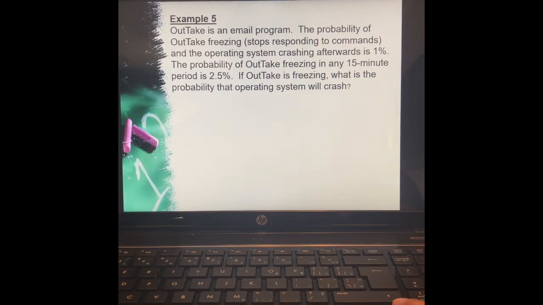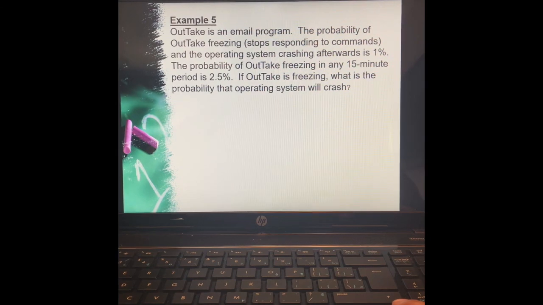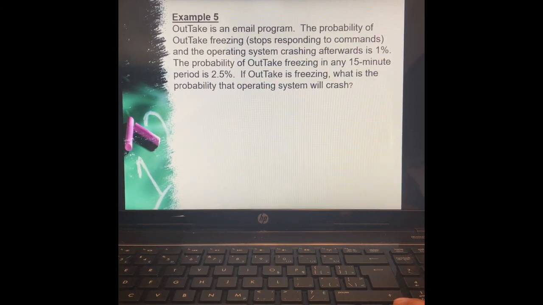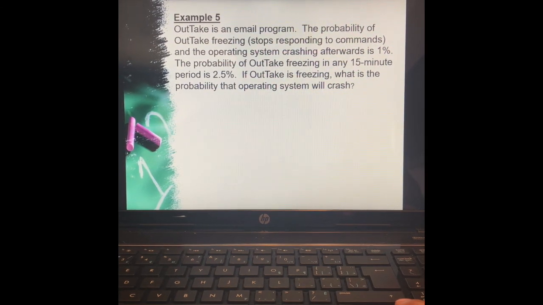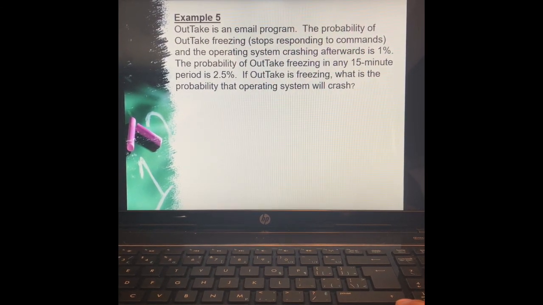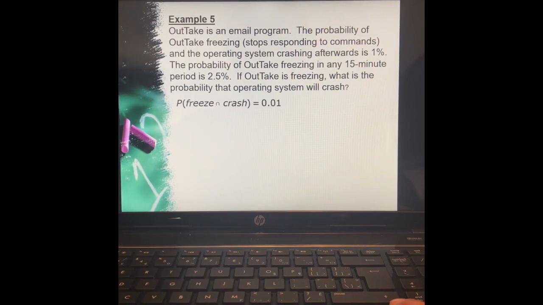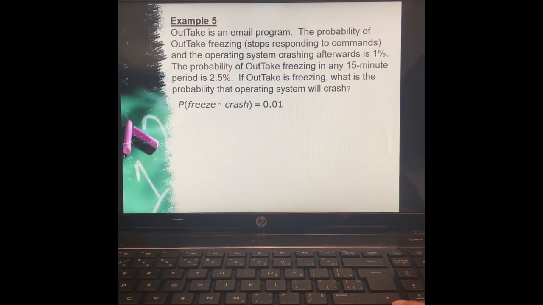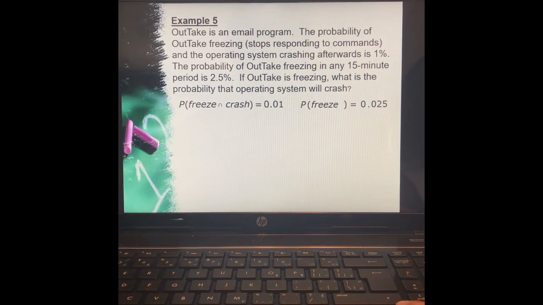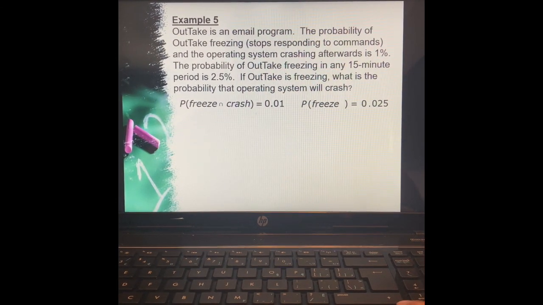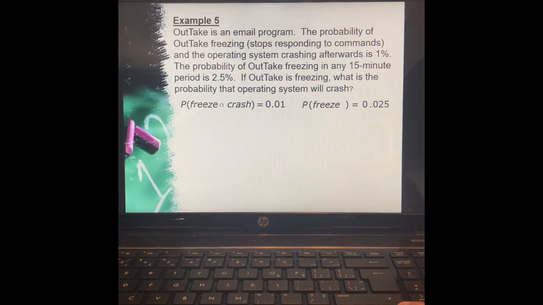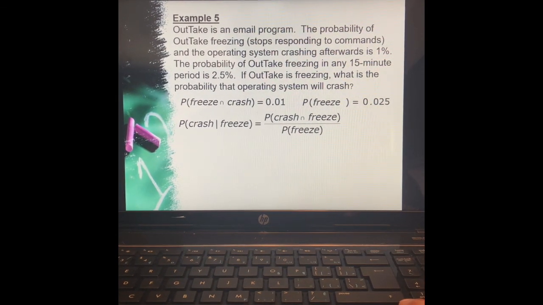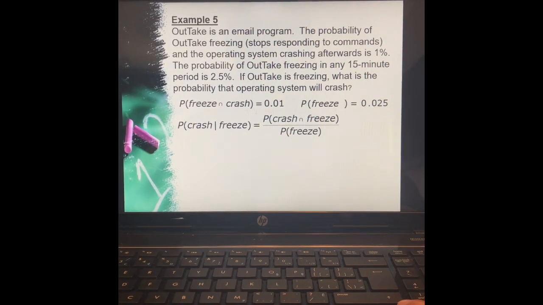Probability of Outlook freezing is 2.5%. If Outlook is freezing, what's the probability the operating system will crash? So we've got to organize what we have. Freeze and crash is 1%. Freeze is 0.025 or 2.5%. Crash given freeze is what you're looking for.